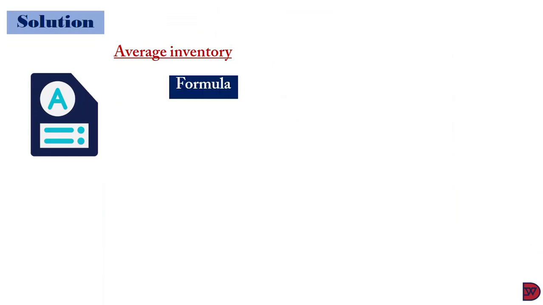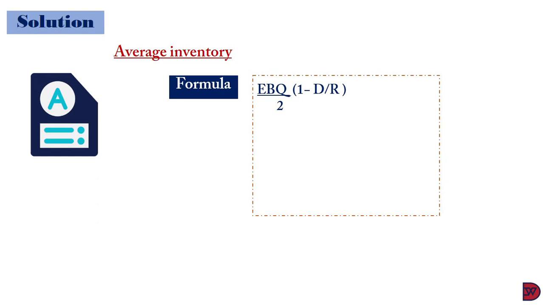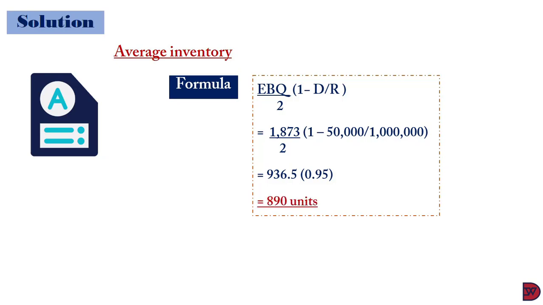The formula again is the economic batch quantity divided by 2 into brackets 1 minus the annual demand divided by the rate of production. So economic batch quantity is 1,873 divided by 2 multiplied by 1 minus the 50,000 being annual demand divided by the 1 million. Now give 936.5 multiplied by the 0.95, so leading to 890 units.